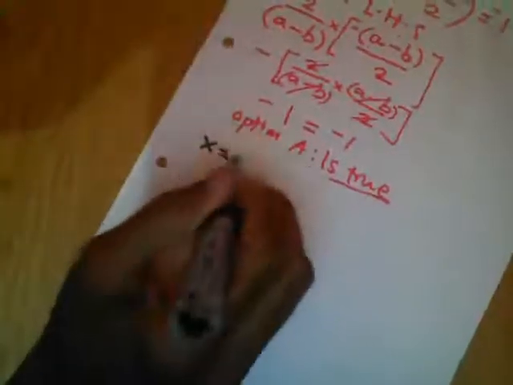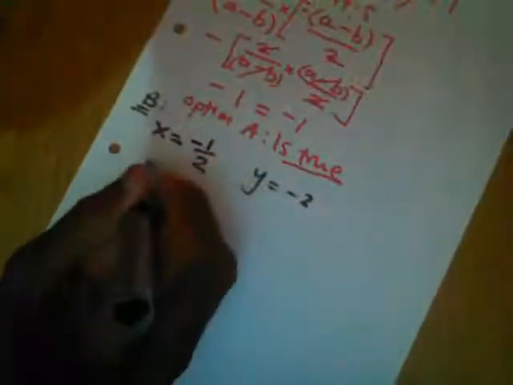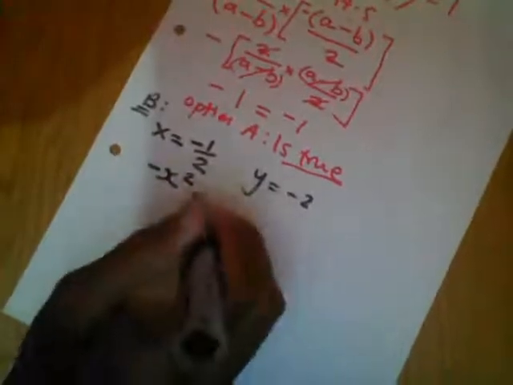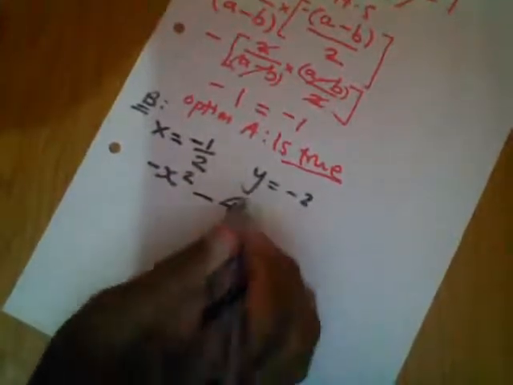Okay, let's go to option B. In option B, they have given the value of x and y. The value of x given is equal to negative 1 over 2, and the y given is equal to negative 2. So we're going to substitute in the given expression, just like we have seen on the video, x squared minus 4, and then x over y. I hope everybody can see.